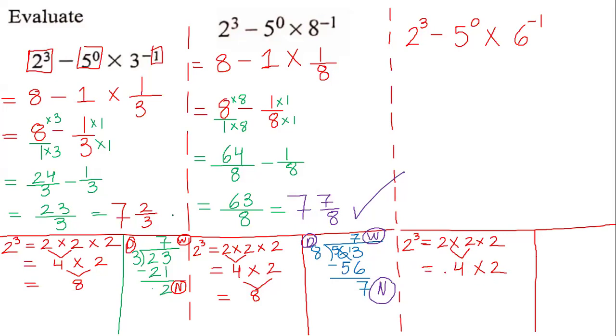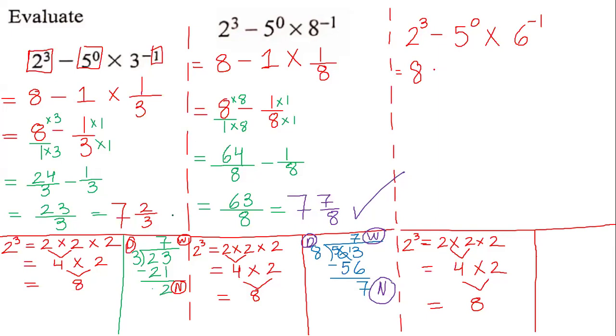Class, what is 4 times 2? 4 times 2 is 8. Very good. So the answer here is going to be equal to 8. Very good.